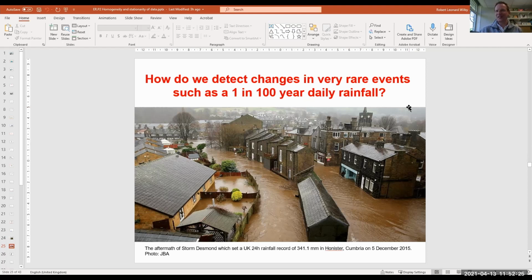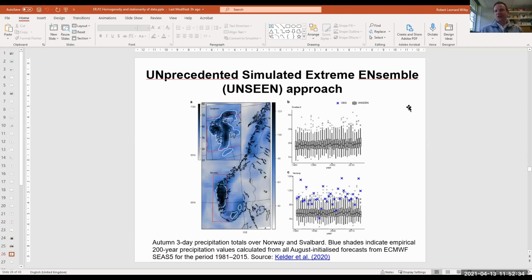So our confidence in even the estimation of the present 100-year extreme event is pretty small. So what I'd like to do is to introduce you to a new approach that's being developed, and I'm referring here to one of my PhD students' work, Timo Calder, who's just published his work in one of the Nature journals on this technique called the unprecedented simulated extreme ensemble approach, or UNSEEN approach. And it's essentially a technique for exploring changes in these really rare events within modeled worlds.